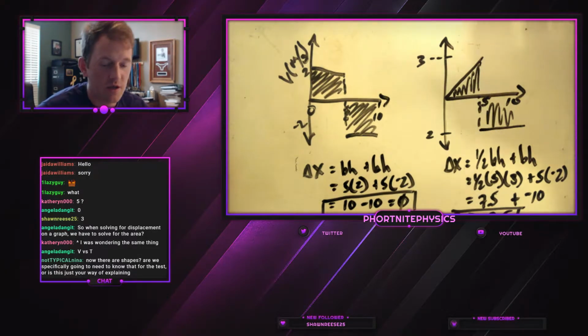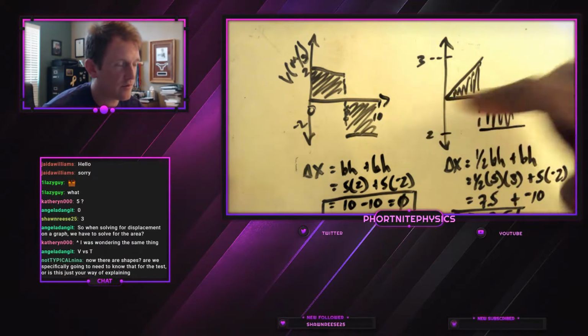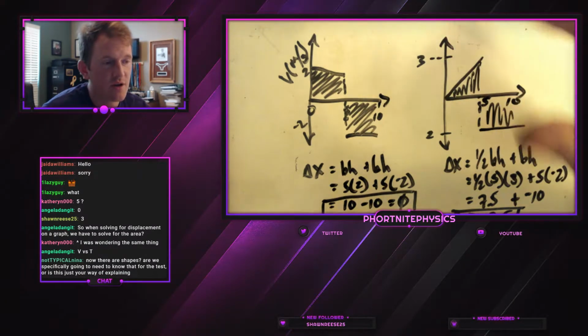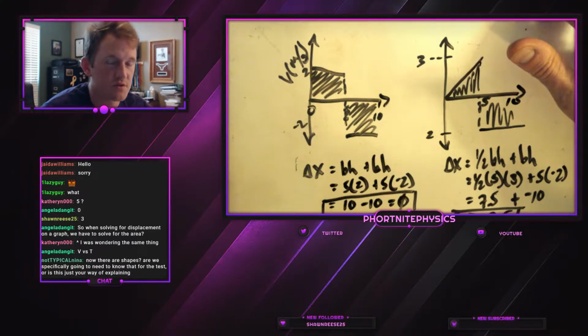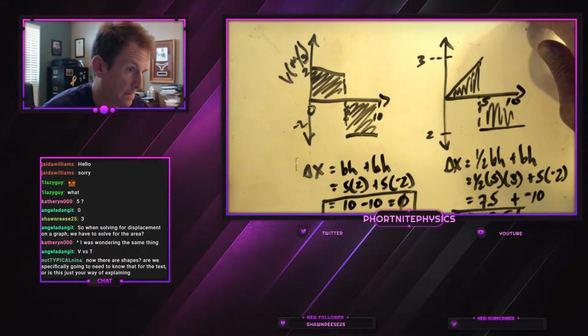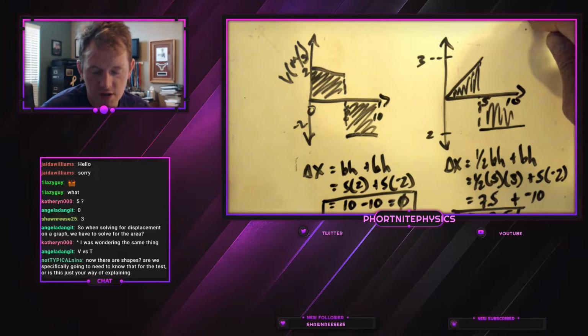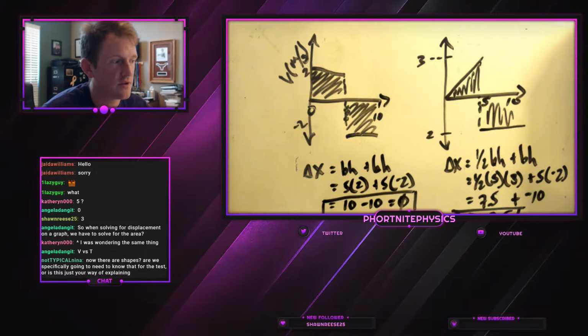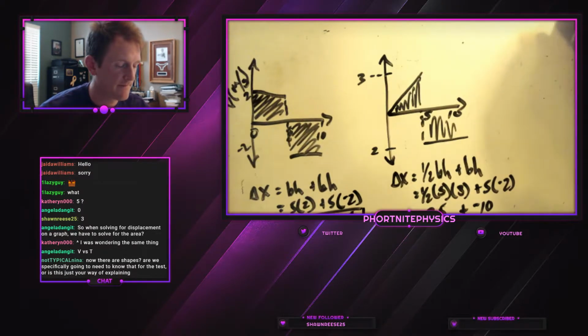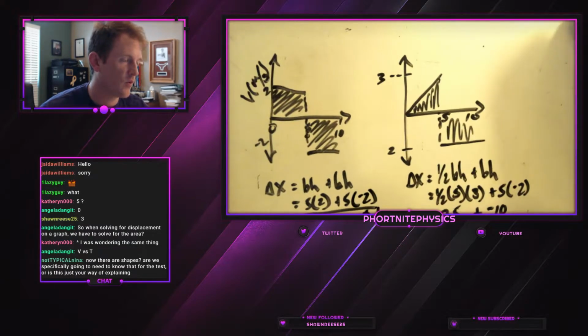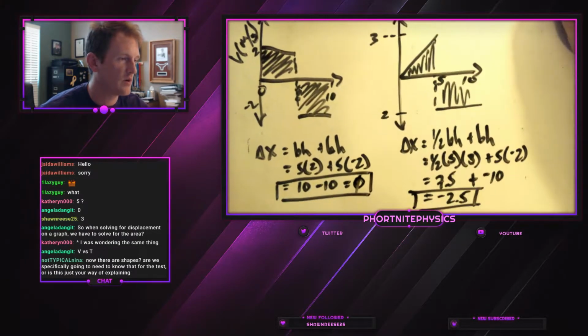Okay, so this specifically refers to velocity versus time. You can't do this on a position versus time graph. So there are the occasional differences. Okay. I have time for one more question.